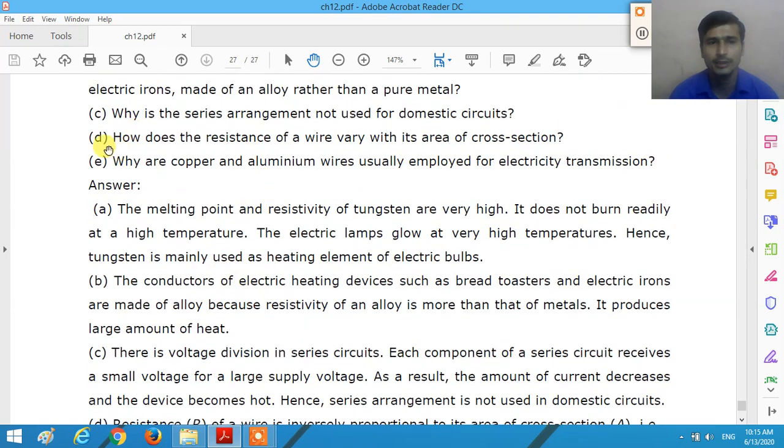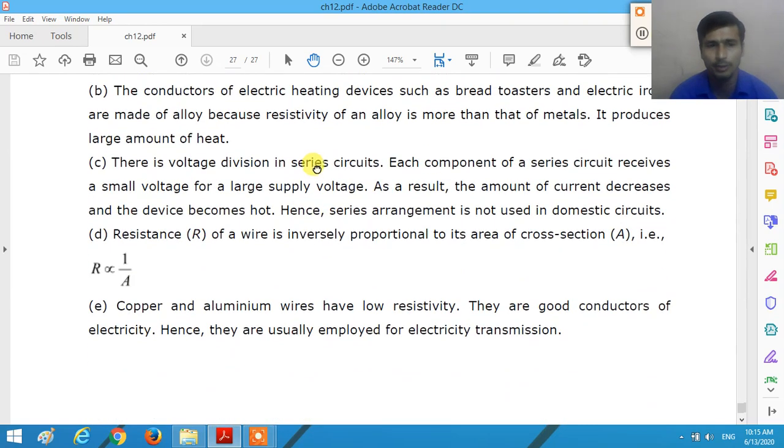Question number D. How does the resistance of a wire vary with the area of cross section? So dear students, you know the formula. Resistance R is proportional to L divided by A. So the resistance of the wire is inversely proportional to the cross section area. That means if the cross section area increases, the resistance of the wire decreases.